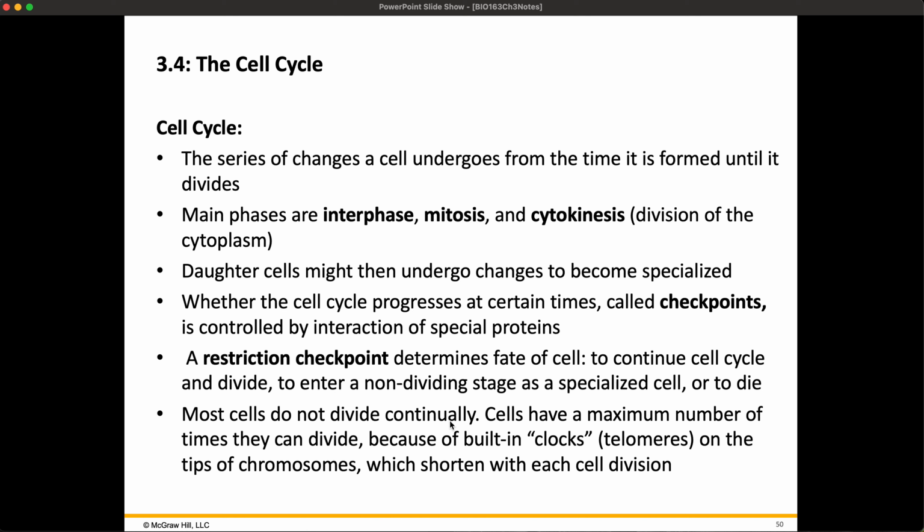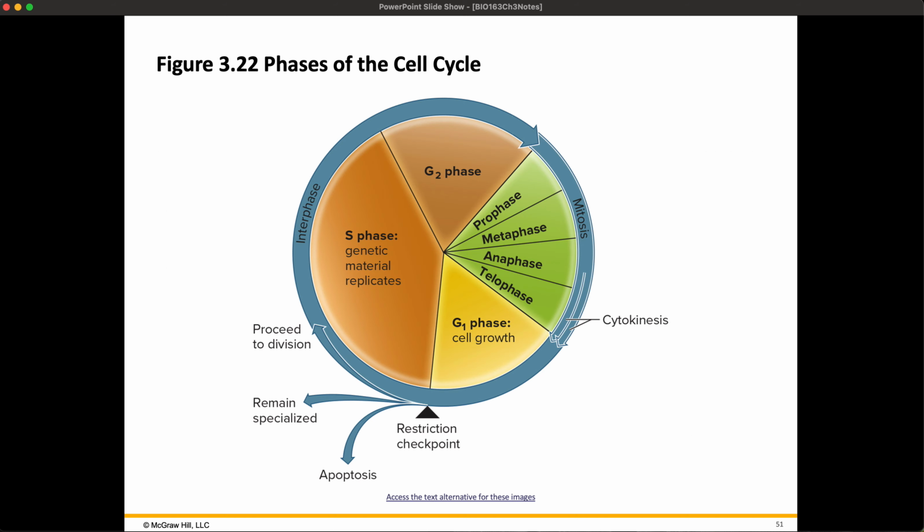Most cells do not divide continually. They have a maximum number because of the telomeres on the tips of the chromosomes. With every division, they get a little bit shorter and a little bit shorter. And so eventually those cells have to be recycled and go through programmed cell death. Because if they don't, that's when you start to get genetic mutations, and you can have things like cancerous cells and tumors getting formed.